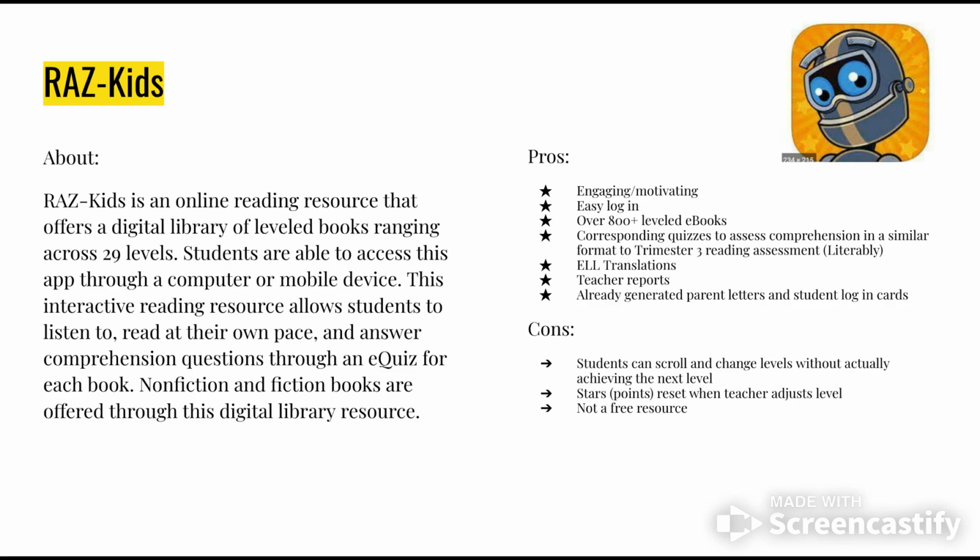This interactive reading resource allows students to listen to the story, read it at their own pace, and answer comprehension questions through an e-quiz at the end for each book. Students earn stars based on each portion that they complete. So listening to it gives them a certain amount of stars, reading another set of stars, and answering comprehension questions. Those stars can then be used to build an avatar, which is very exciting and motivating for kindergartners. They offer a digital library of nonfiction and fiction books through Raz-Kids.